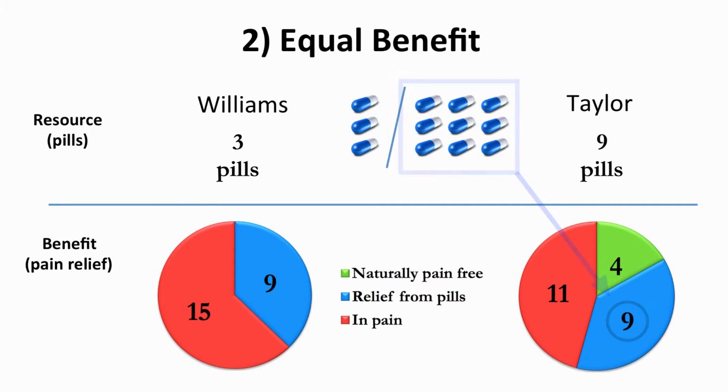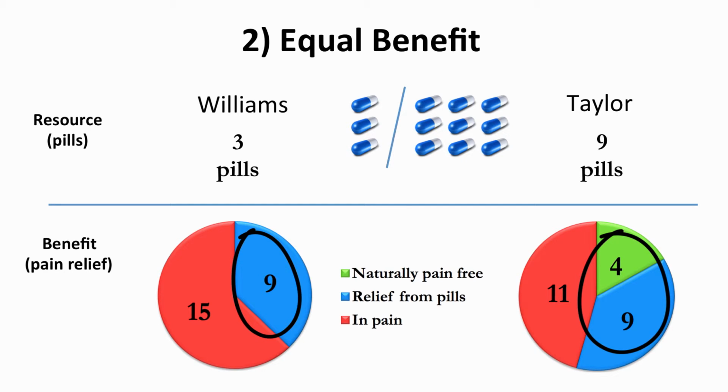This way gives more pills to Taylor because each pill provides him with less pain relief than Williams. So to provide each of them with the same amount of pain relief from the pills, we need to give more pills to Taylor. Note that because equal benefit focuses only on the direct benefit obtained from the pills, and Taylor is naturally pain-free for 4 hours a day, the total pain-free hours differs across the two. Williams is pain-free for 9 hours, and Taylor is pain-free for 13 hours.